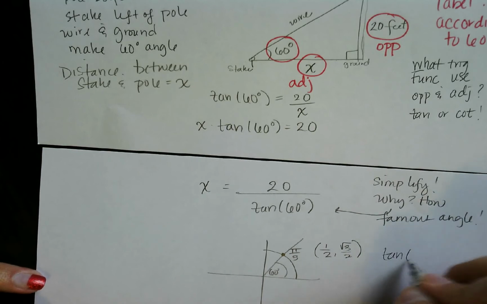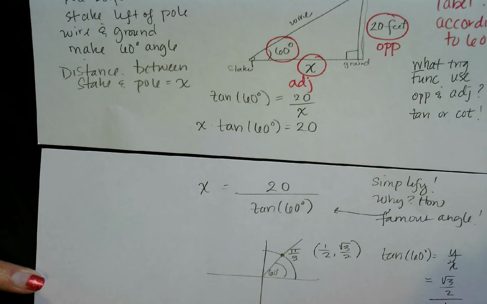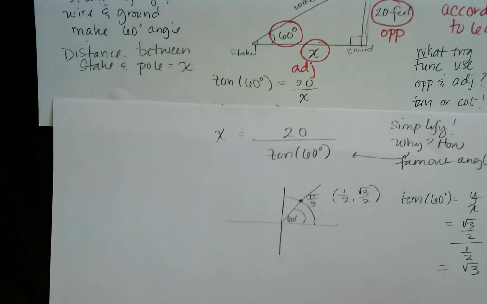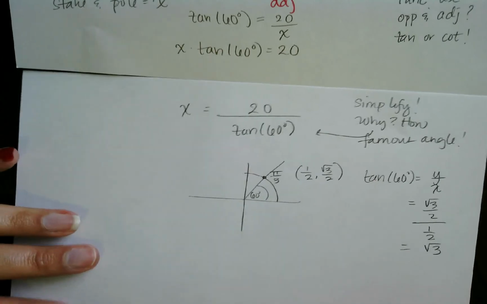So, tangent on the unit circle is y over x, which is square root of 3 over 2 over 1/2, which simplifies to square root of 3. Okay? So, if it tells you to simplify and it's famous, you got to go to the unit circle and find your trig guy.